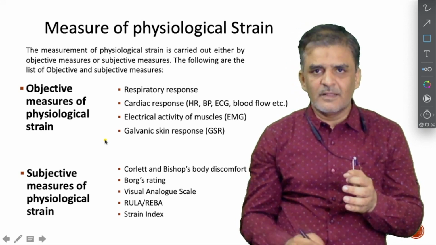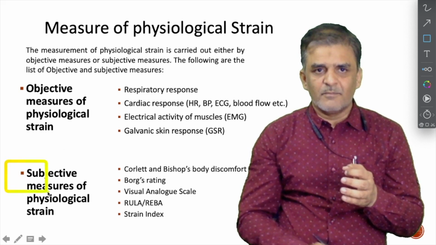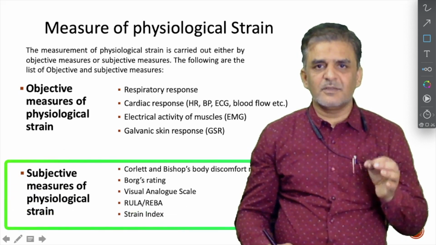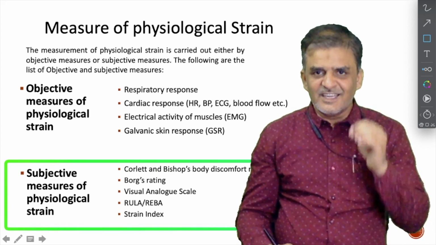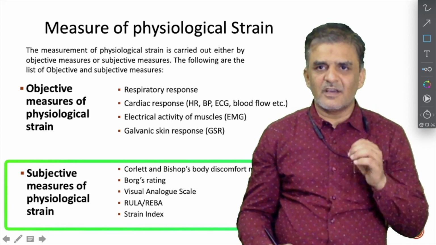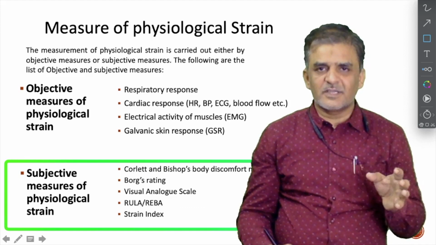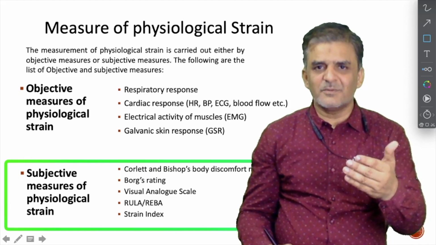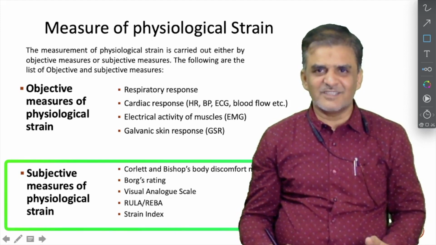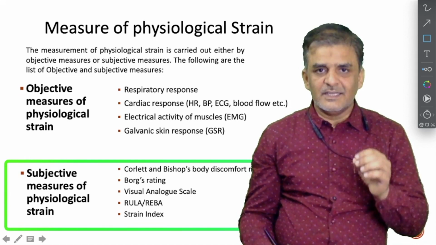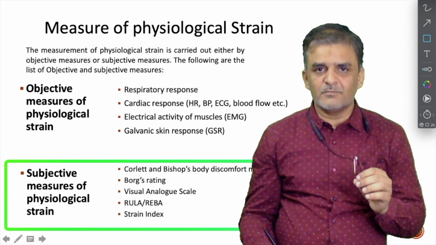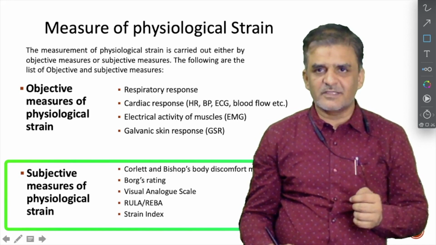But there are many methods for subjective measurement of physiological strain. Generally, in the initial stages of work measurement, ergonomists prefer subjective measures. That is why sometimes people say that ergonomics is nothing but a checklist, but it is not that. It is an initial measurement. There are many methods, a few of them have been listed here.